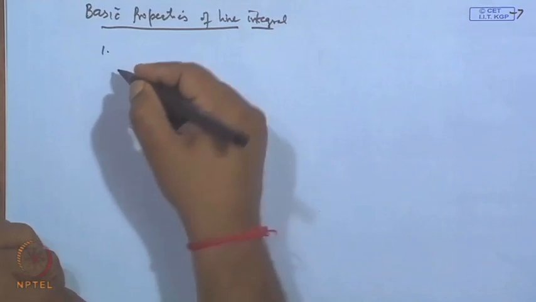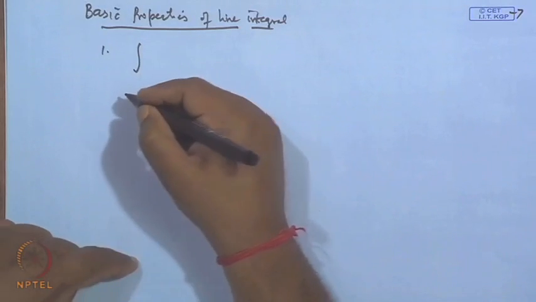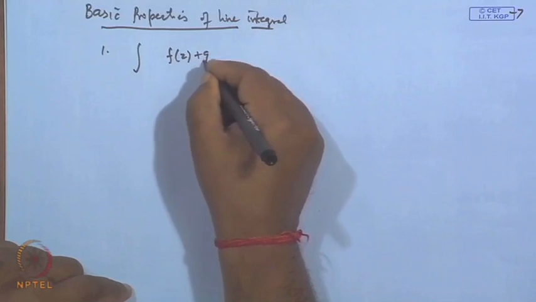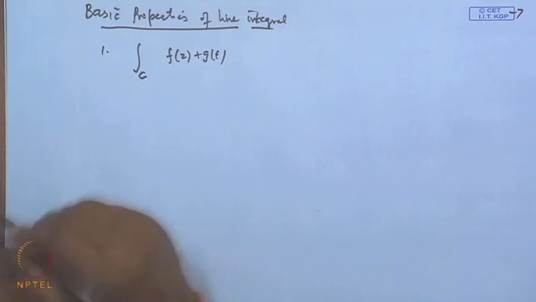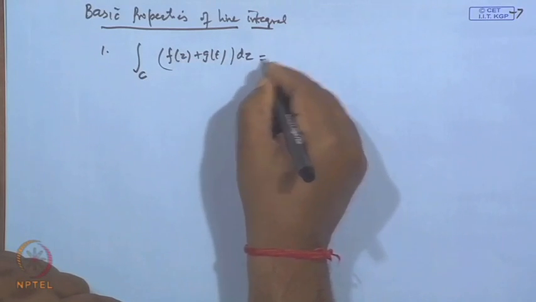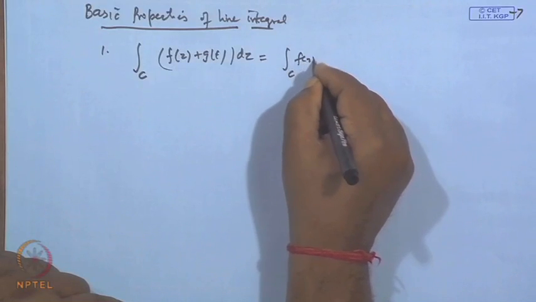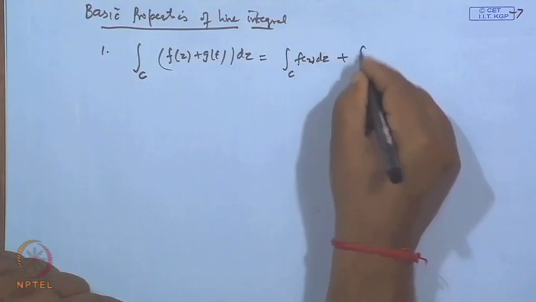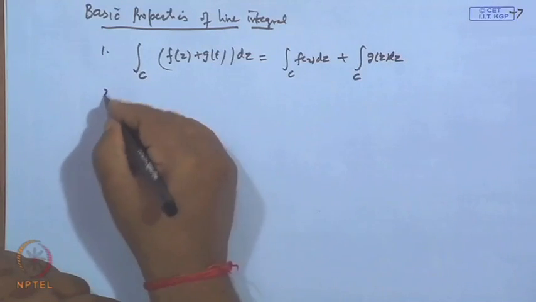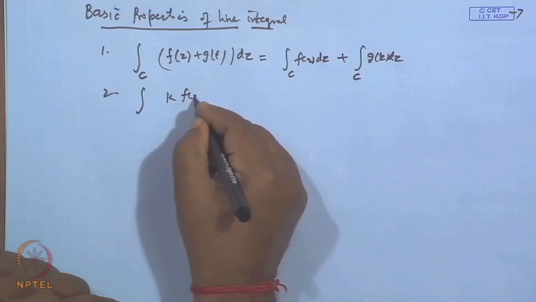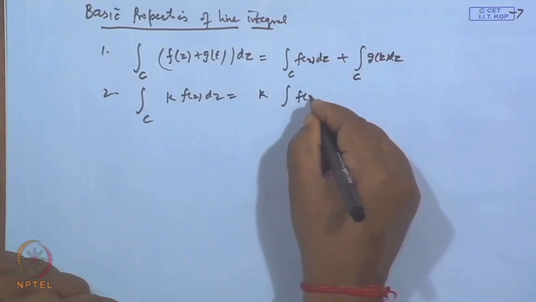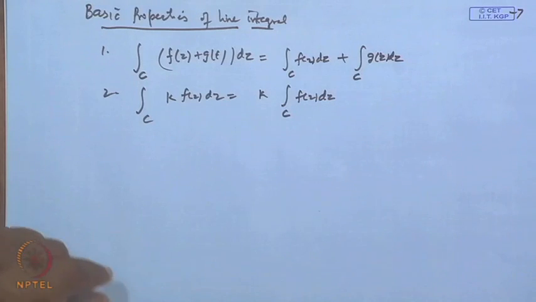The first property is that if there are two functions, say f and g, f(z) plus g(z), then this integral, even if we multiply by a constant, dz, is the line integral of the function f(z) dz plus the line integral of g(z) dz along the path C. Second, a constant times f(z) dz is the same as k times the line integral of the function f(z) dz along the path C.